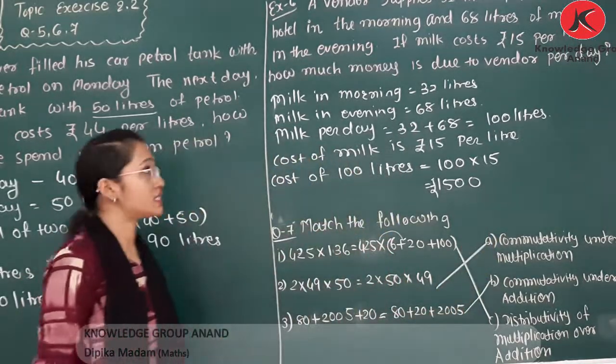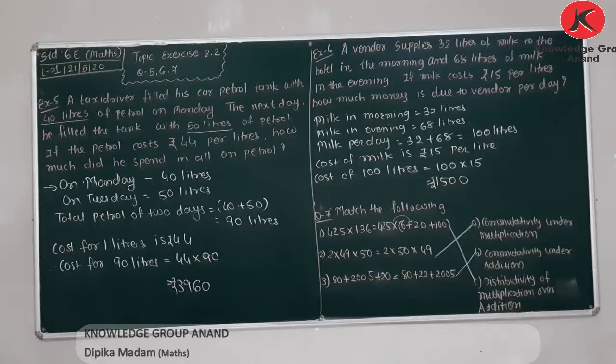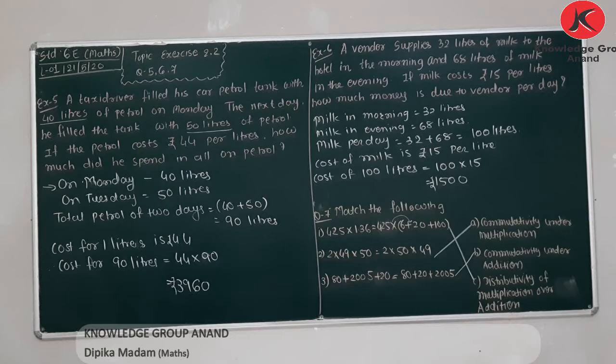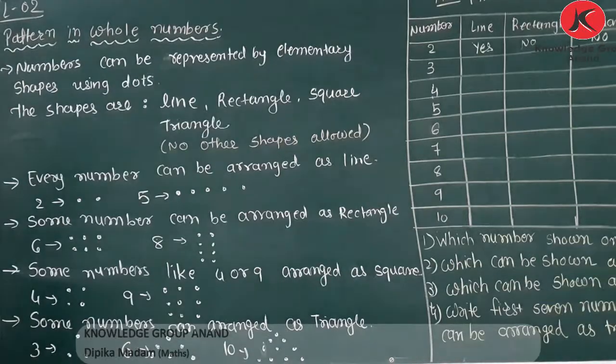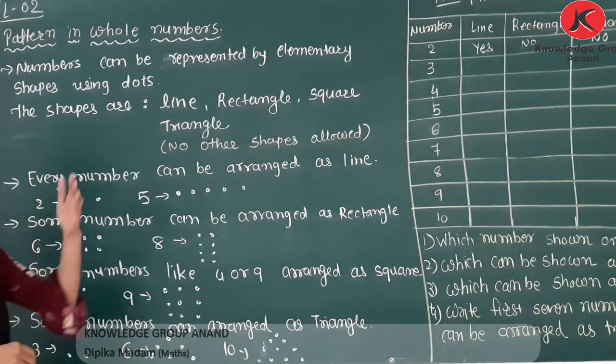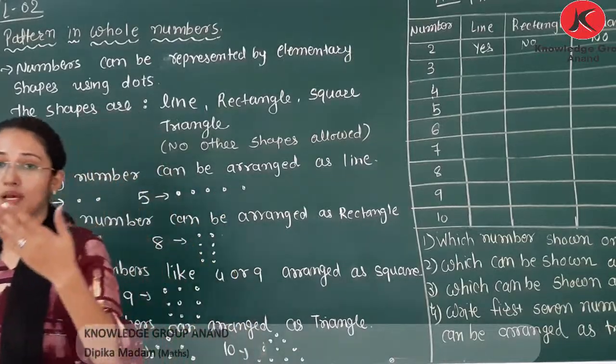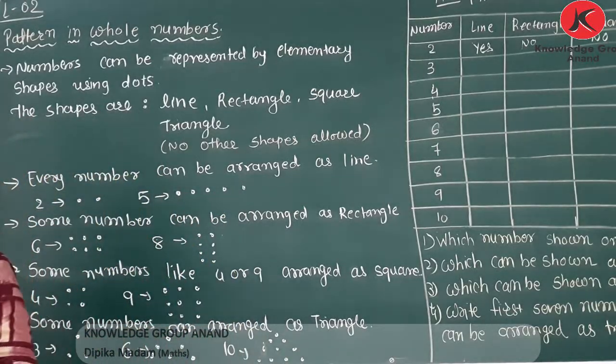With this your exercise 2.2 is over. Now the next topic is patterns in our whole numbers. Pattern means you have to refer to the previous values, the previous steps, and then using that you have to write the next step.